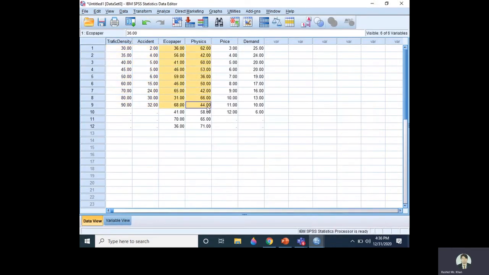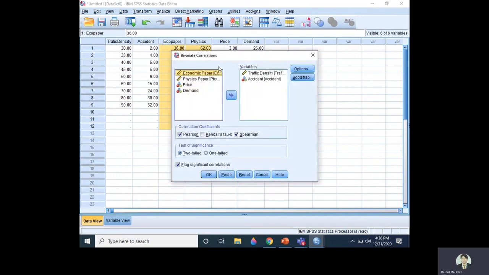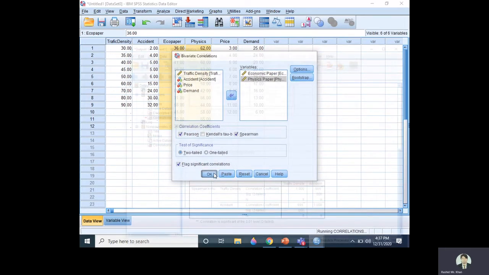That's the economics paper and the physics paper. Okay, so again we go to Analyze, then Correlate, Bivariate. Okay, now we shift them back from the analysis box, and now let's take the economics paper and physics paper. The same, we need Spearman's, Pearson's, and the two-tailed significance and means and standard deviation, which I already marked. We need this, and just look at it now.